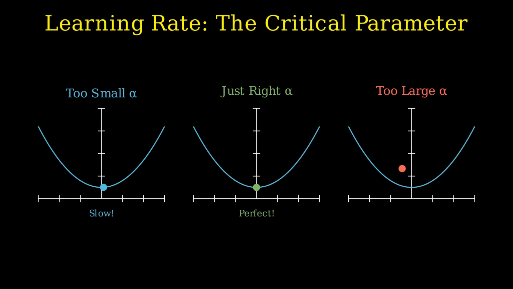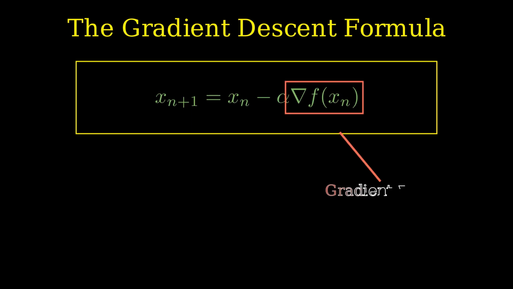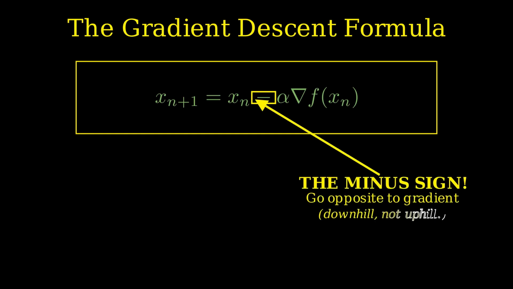Choosing alpha wisely is crucial. The gradient, nabla f of x_n, is the slope at our current position. It tells us the direction of steepest ascent, which way is uphill from where we stand. And here's the critical part, the minus sign. We don't move in the direction of the gradient. We move in the opposite direction.